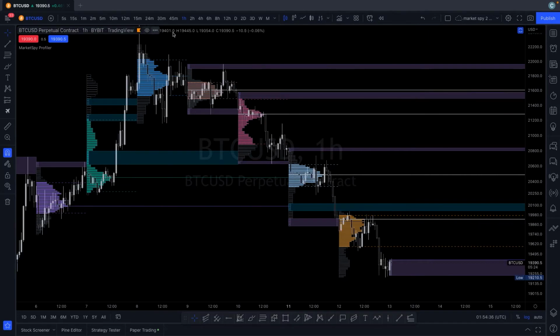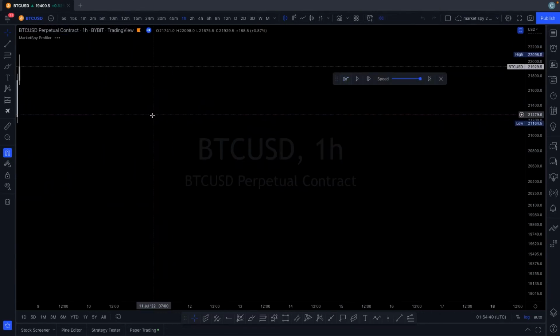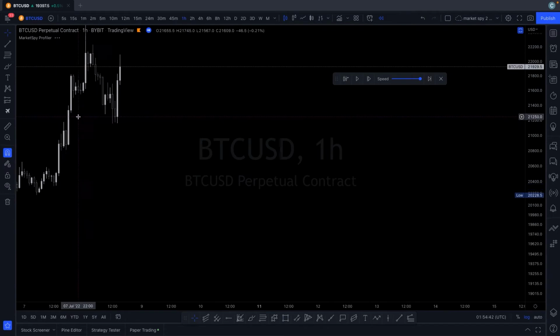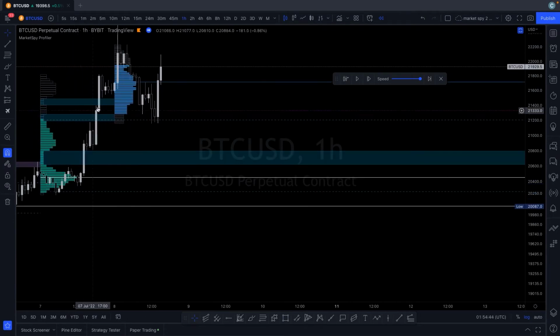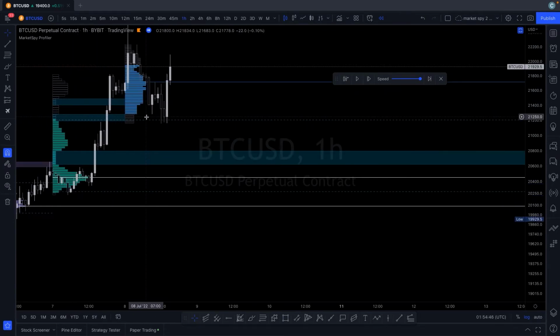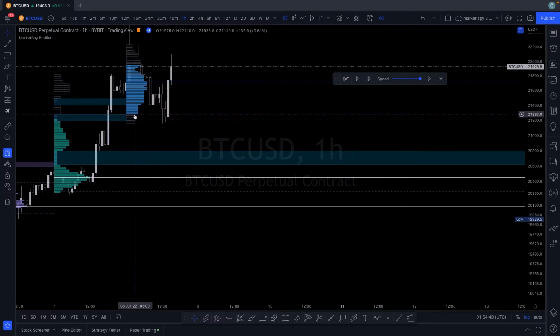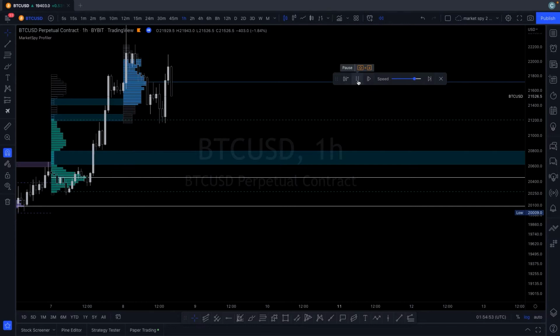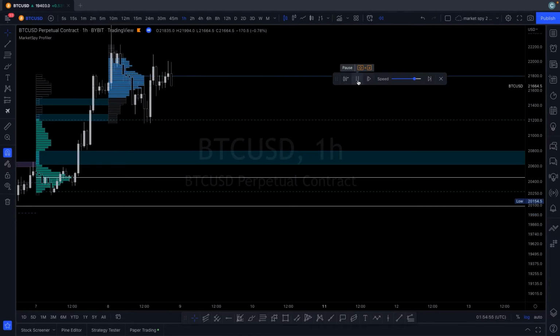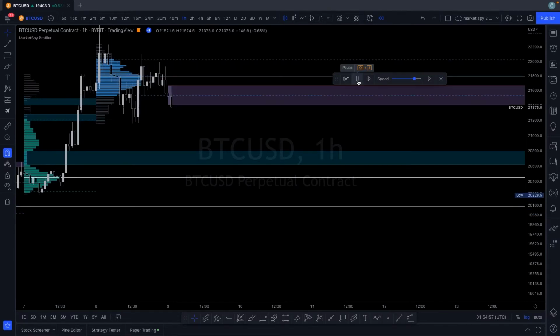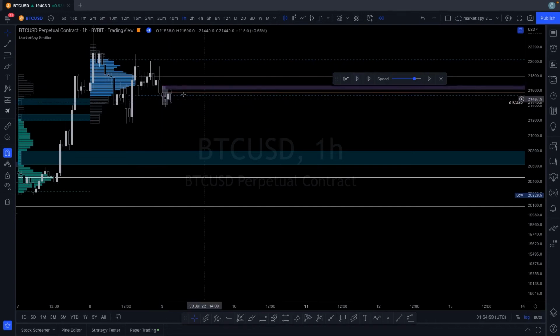So let me give you a visualized example to help you understand it a little better. So if we come back here to this blue day right here, which is the 8th, and we let price action play out a little bit, you're going to see we've started a new day, right? 0000.